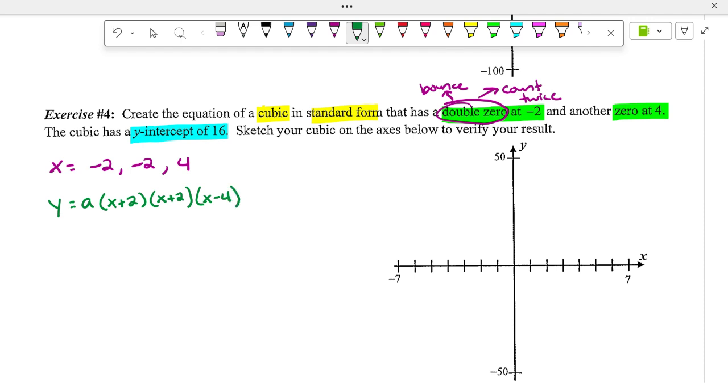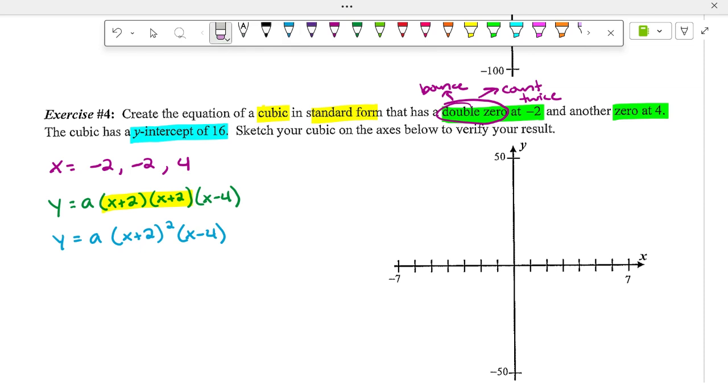Now, before we go any further, could I rewrite this part right here? Yes, how? Do x plus 2 and x plus 2. Yeah, you can do x plus 2 squared because we're multiplying something by itself. All right, so I'm going to rewrite this using the square. So a is equal to x plus 2 squared, x minus 4.